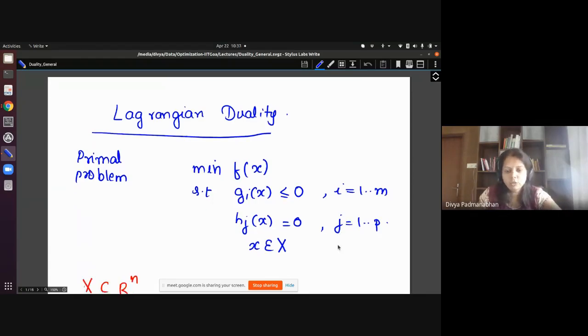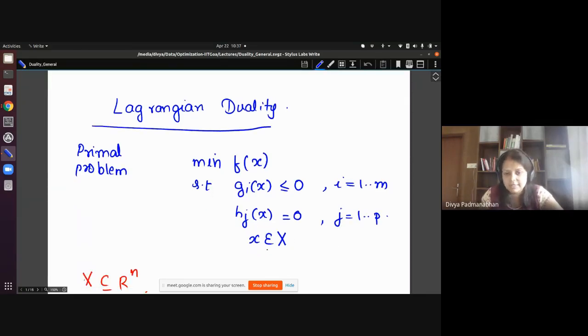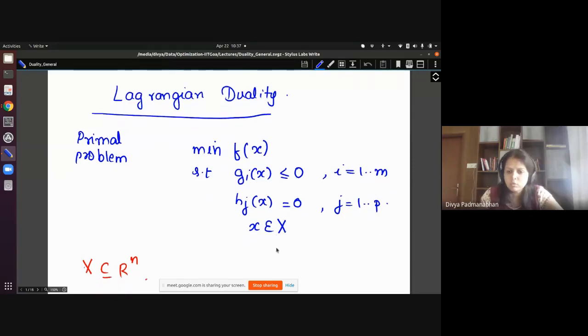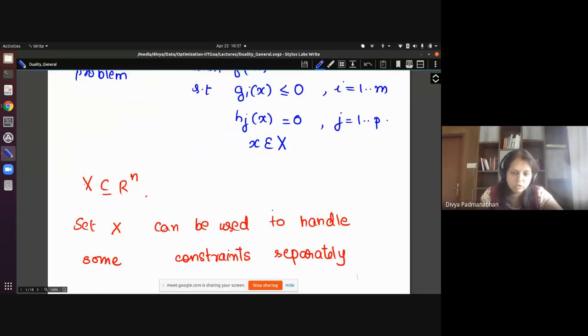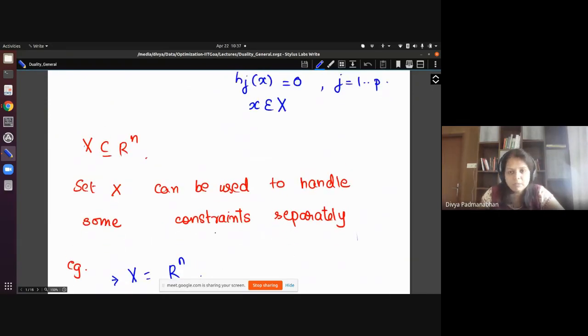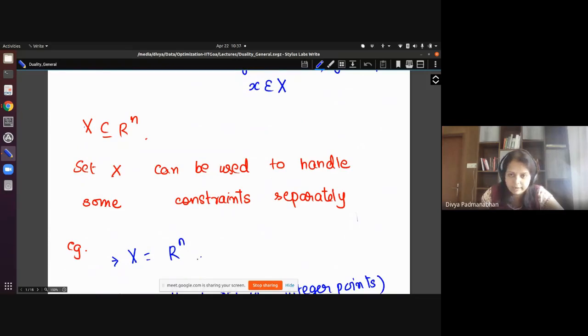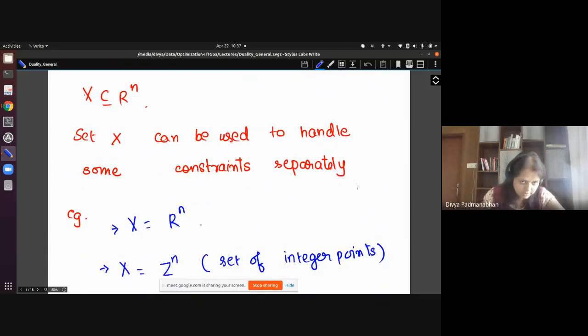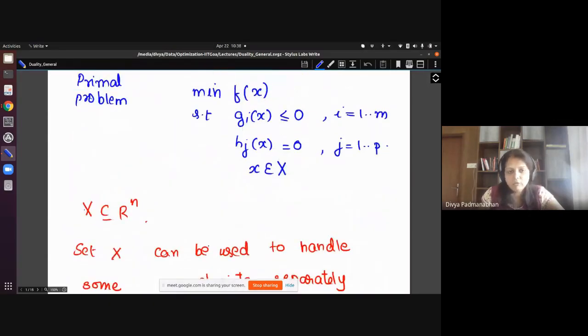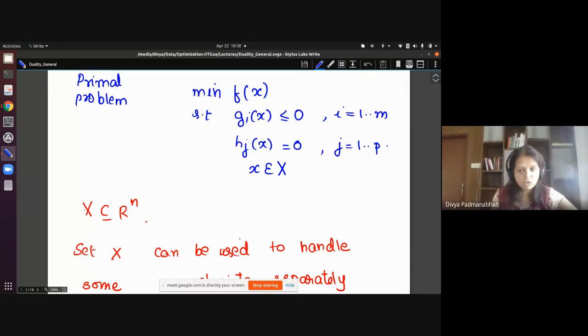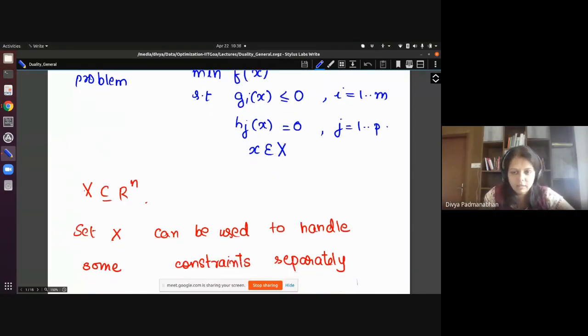But in general, there's some flexibility in writing this capital X. One thing is, you can use it to handle some of the constraints in a different manner. We will see some examples of this. The examples we saw so far were when the set X was R^n. Now you could also have X as an integer set, and even for those problems you could write the dual. That's a subtle difference from the KKT conditions, which were all for the space of continuous problems. This dual is a little more general. You can write it for any constrained problem.